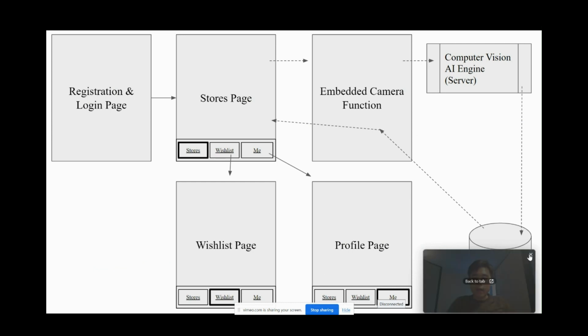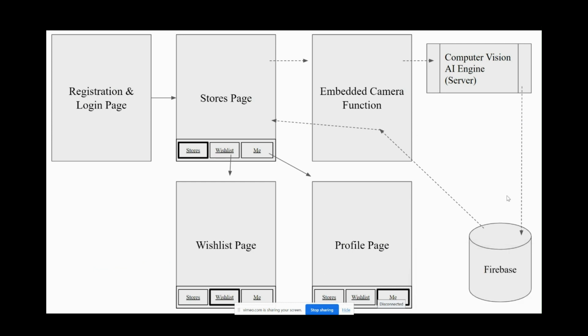This is how I organized my application. There's a stores page in which the information of the inventory is available. The camera function helps users to update inventory information, and the computer vision engine helps recognize objects and return the count of objects. The wishlist page exists for planning purposes, and the profile page includes the user's information.